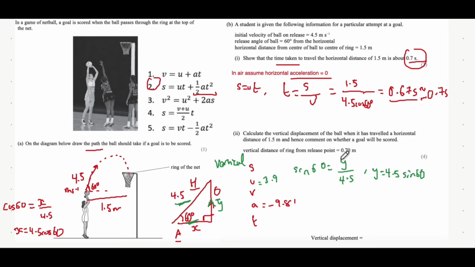Okay, so what are we trying to find in this question? It wants us to find the vertical displacement from where it is to where it reaches the net. And it wants us to compare it to the 0.7 meters and it wants us to check if a goal is actually going to be scored. Okay, so let's break it down. So what we want to find is the displacement at the time that it's level with the net itself. We found that time previously in part I of the question.